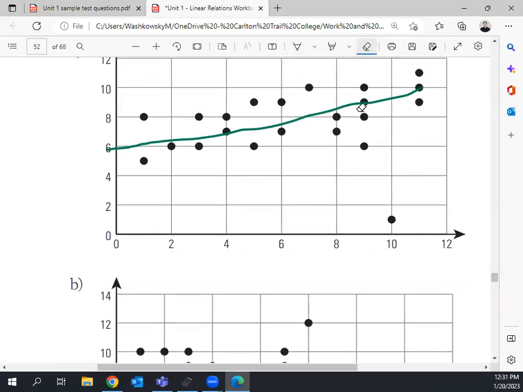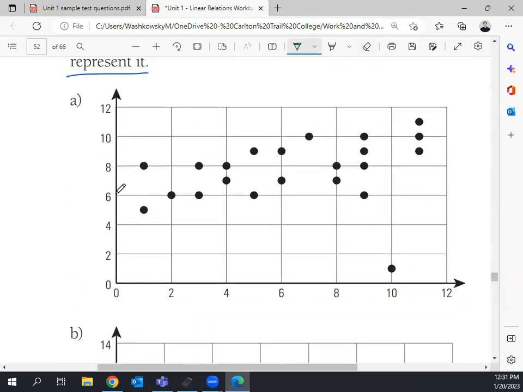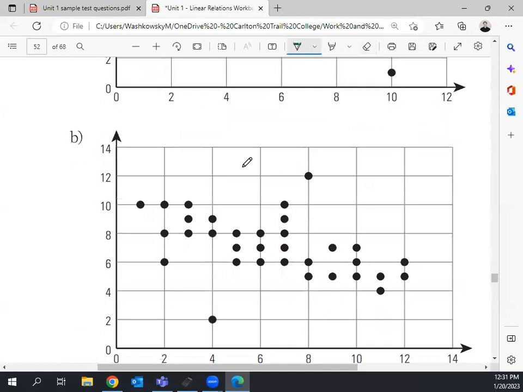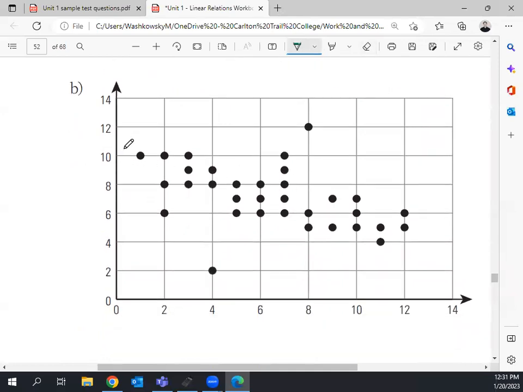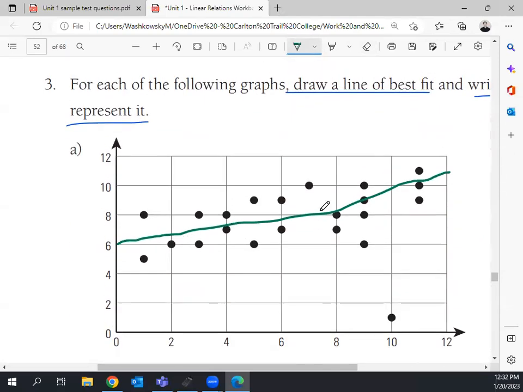So in this specific graph, you probably had a line of best fit that looked something like this. Again, imagine your line is straight. And then for question B, you probably had a line that looked something like this. It's a negative line versus a positive line here.